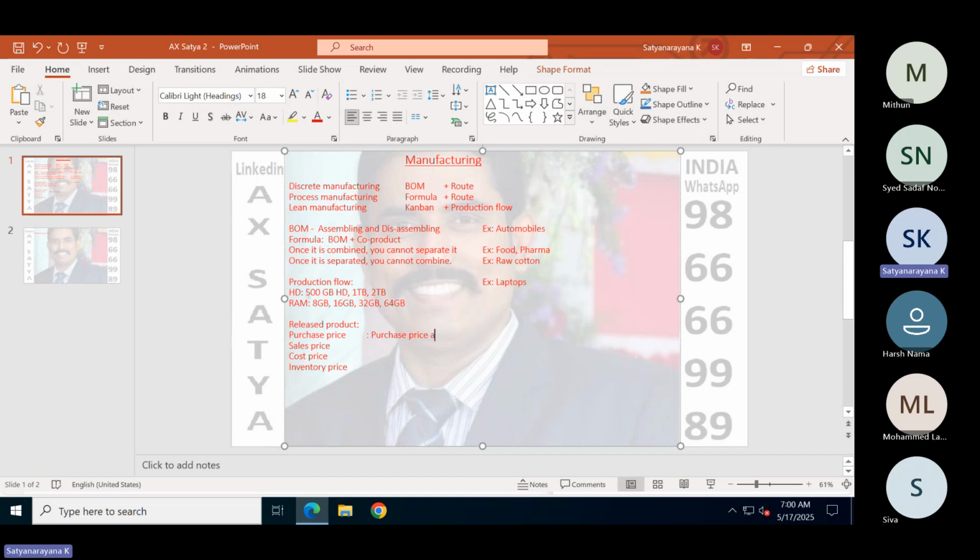Purchase price at the time of purchase process. Here purchase process means maybe PO, maybe RFQ, request for quotation, maybe purchase request, etc. In that, whatever the price you are entering, that is purchase price. Sales price means sales price at the time of sales process. That means sales order, sales quotation, etc.